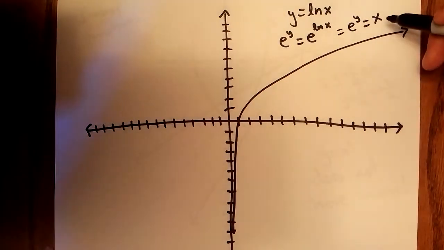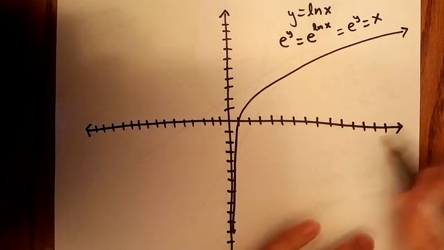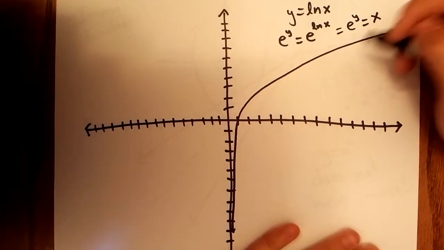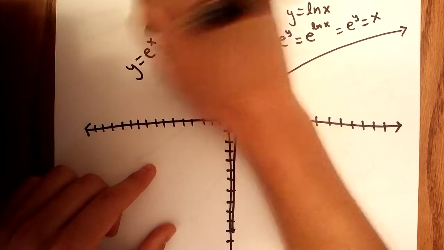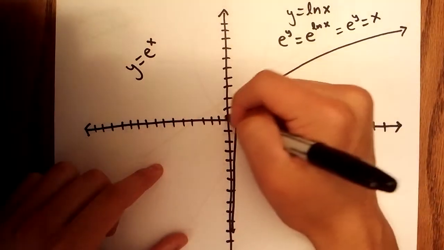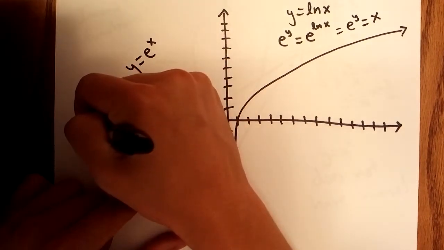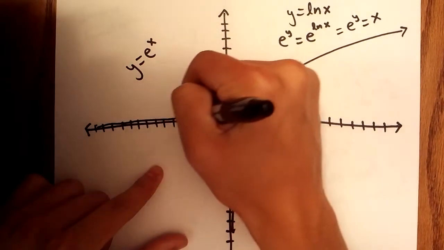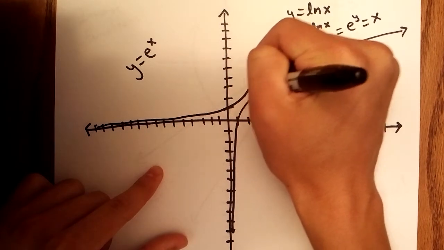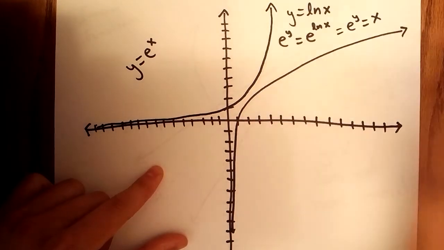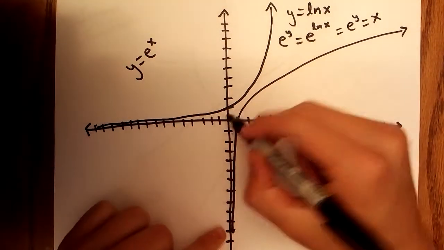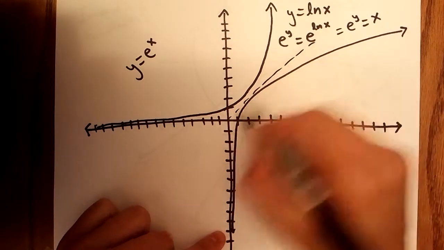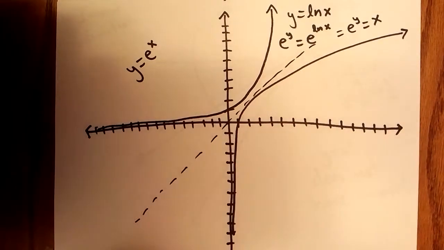So now that we have x by itself, we can switch x and y. So our new function should be, I'll write it over here, y equals e to the x, which can be graphed like this. That is roughly what the sketch of the graph looks like. Now, as you can see, it does reflect upon the y equals x line right there.